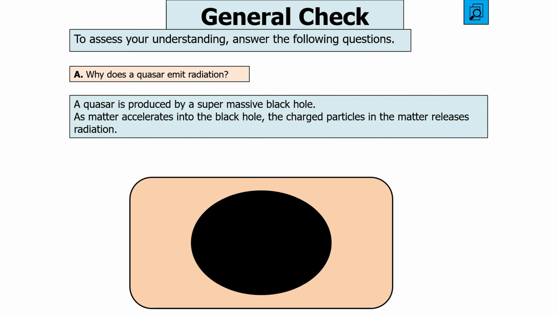A quasar is produced by a supermassive black hole. As matter accelerates into the black hole, the charged particles in the matter release radiation.